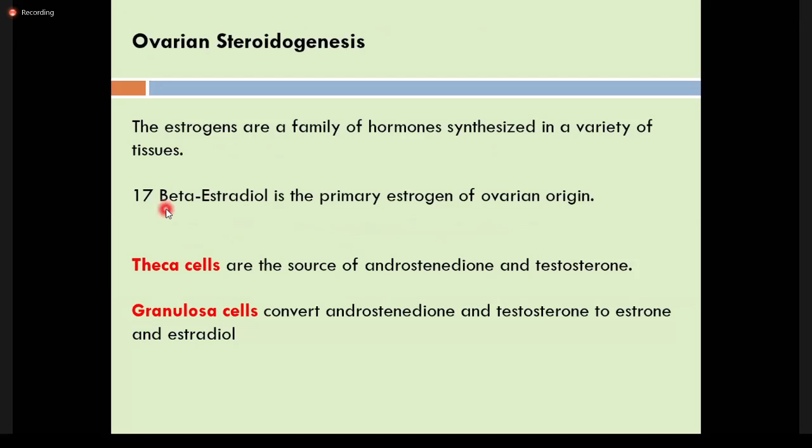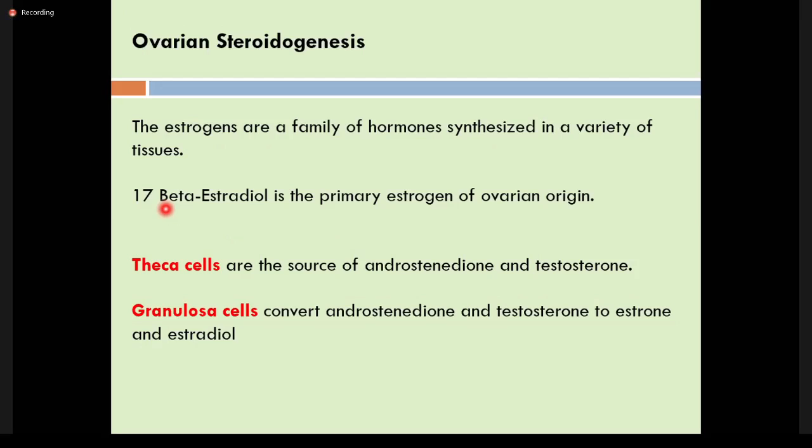The other site that is responsible for steroidogenesis is the female gonadal system, which is the ovarian steroidogenesis process. So we have a group of estrogens, which are a group of female hormones. And the 17 beta estradiol is the primary estrogen of ovarian origin. It's one of the most important hormones in the ovarian steroidogenesis process.